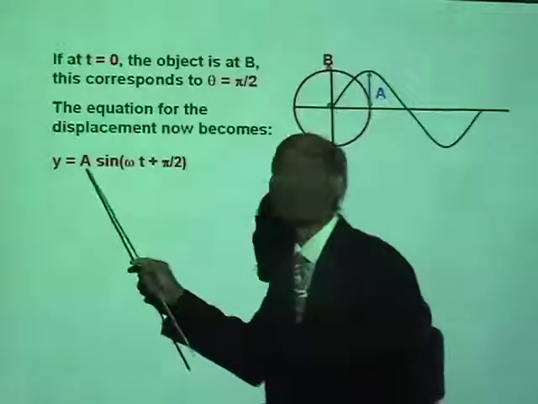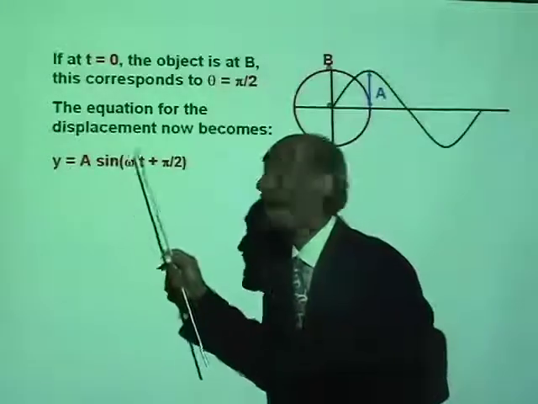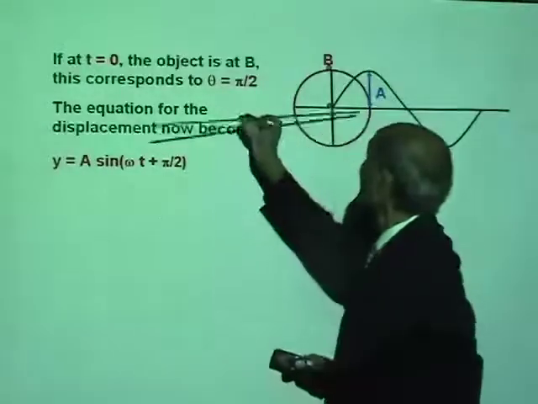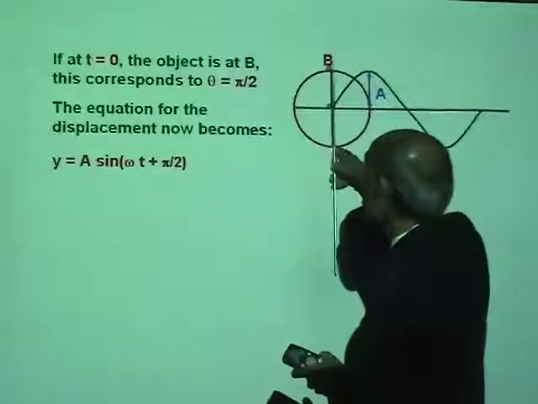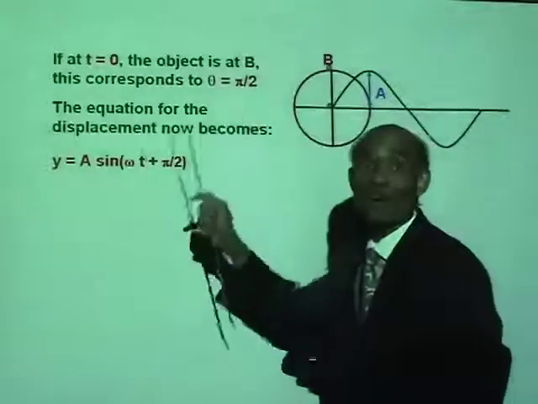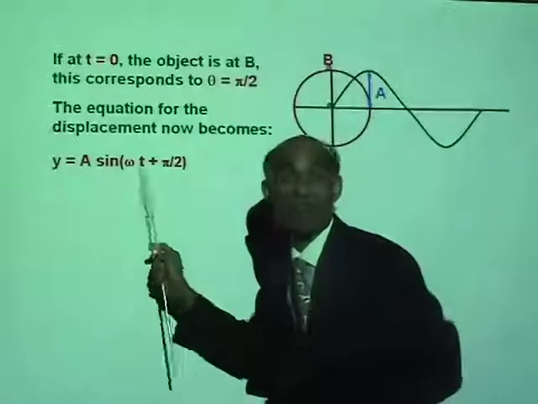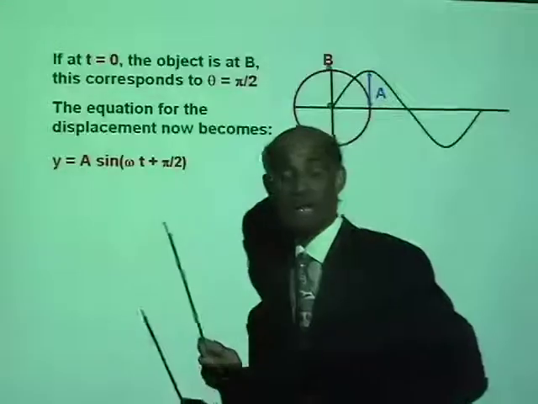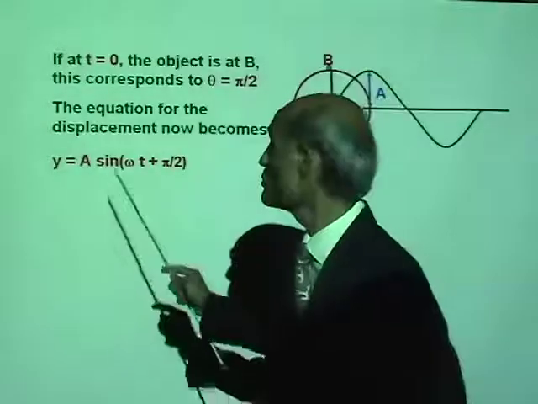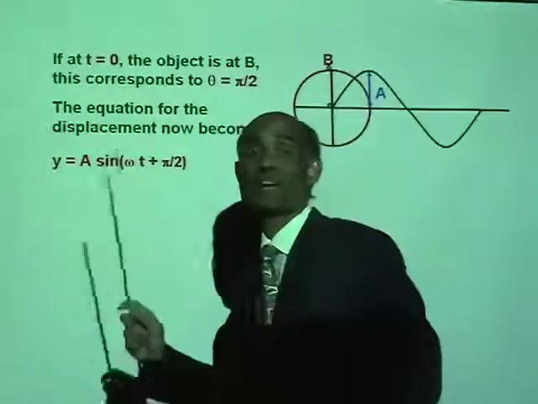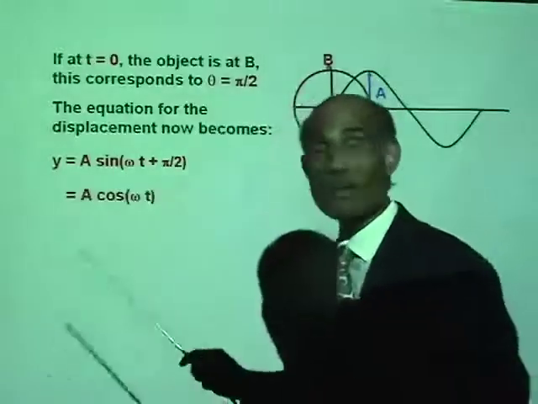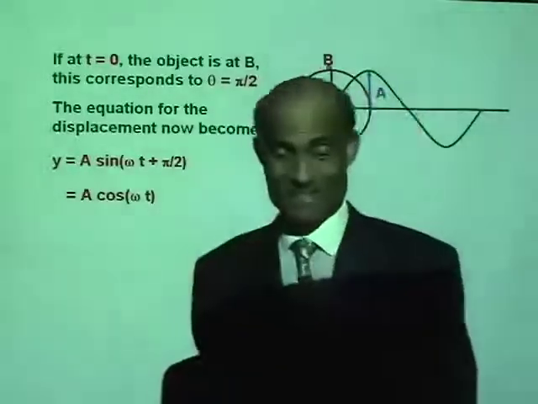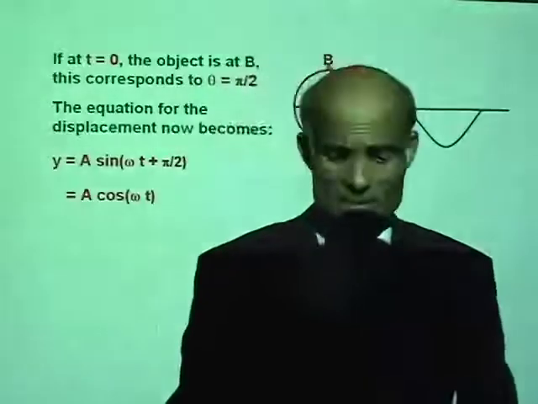The equation will now become y equal to a sine omega t plus pi by 2, because the angle has now become pi by 2 when you start the clock. So your equation now has to be modified, y equal to a sine omega t plus pi by 2. Now, can you use your trigonometry to expand that? If you expand that, you will see this is equal to a cos omega t. Do you know how to expand that?